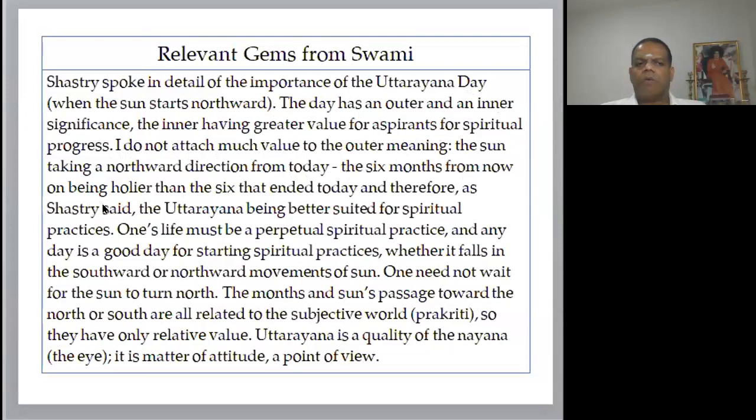The six months from now on being holier than the six that ended today, and therefore, as Shastri said, the Uttarayana being better suited for spiritual practices. One's life must be a perpetual spiritual practice, and any day is a good day for starting spiritual practices, whether it falls in the southward or northward movement of the sun. One need not wait for the sun to turn north.